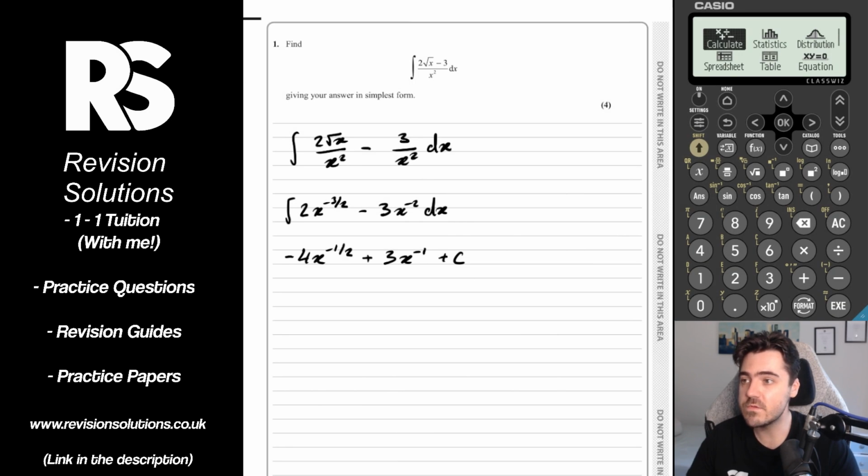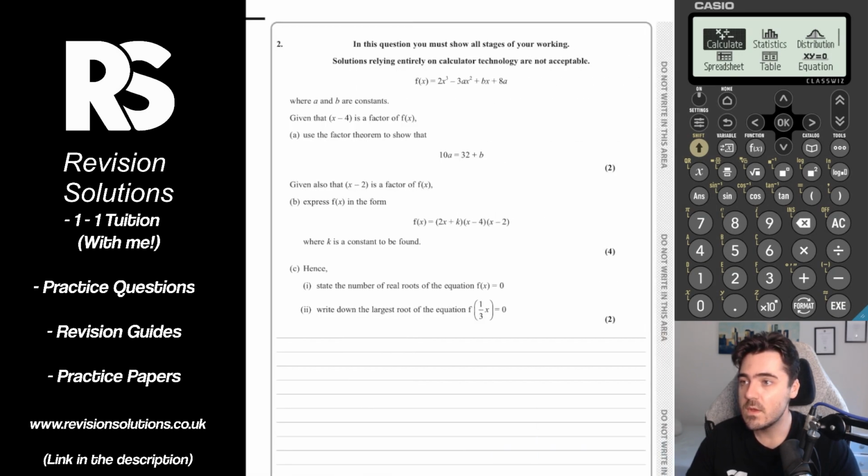Okay, so now moving on to question 2. We've got a function f of x, which is 2x cubed minus 3ax squared plus bx plus 8a. A and b are constants. Given that x minus 4 is a factor of f of x, show that 10a equals 32 plus b. Well, if x minus 4 is a factor, then we know that f of 4 must equal 0. So plug in 4, it should come out as 0.